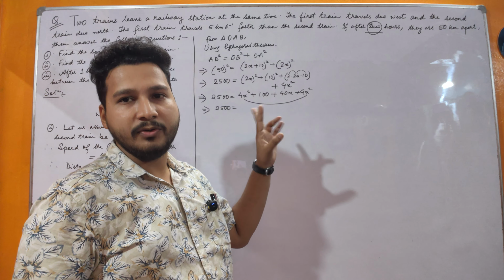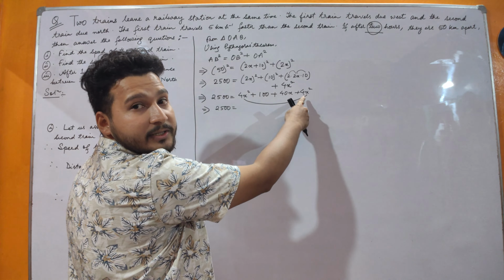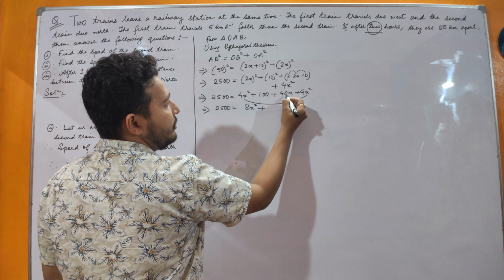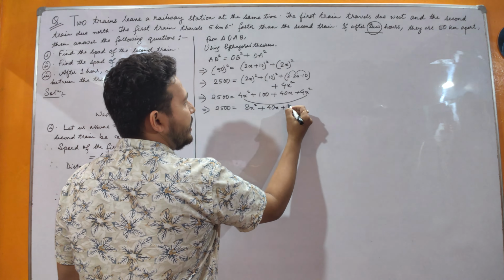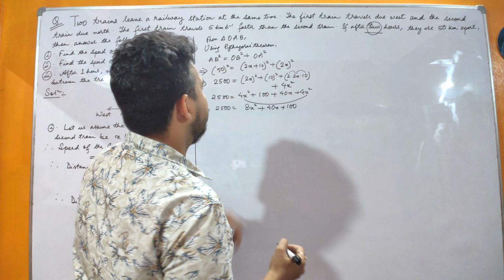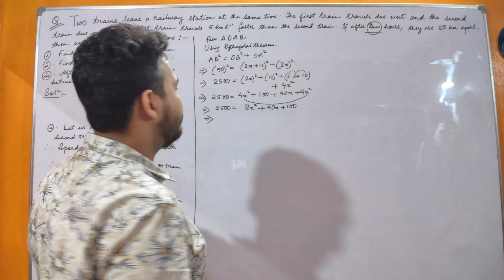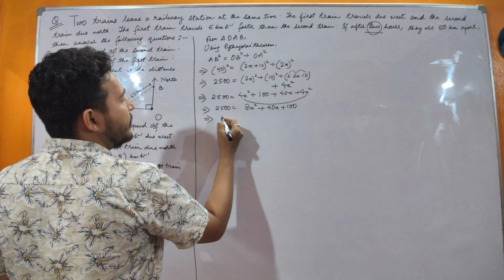Okay. 2500 gives, what is 4x square plus 4x square? We take the like terms together. 4x square plus 4x square will give us 8x square plus 40x plus 100. Now we continue the problem. We take 2500 this side, so we can solve it.